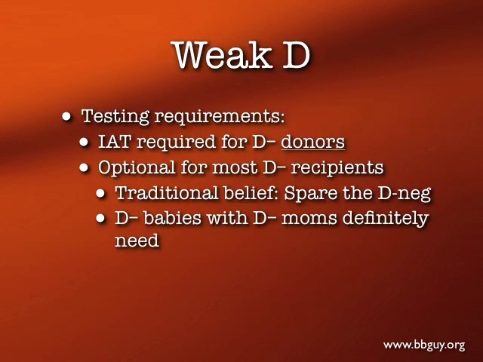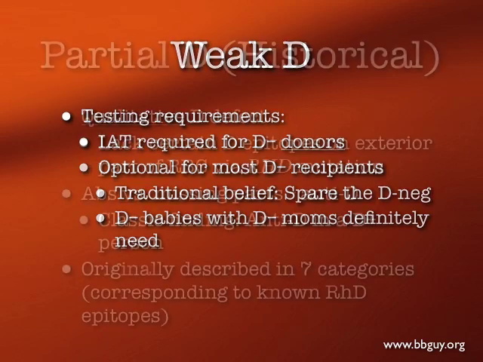More shortly. So with those requirements, it should be obvious that you have to do a weak D test or an indirect antiglobulin test on any D-negative donor, but that is optional for most D-negative recipients. In other words, if you're D-negative as a recipient, then going on to do a weak D test to prove that you really are D-positive may or may not be of value. In fact, most places now do not do that test, and there are some very good reasons for that we'll cover when we talk about partial D.